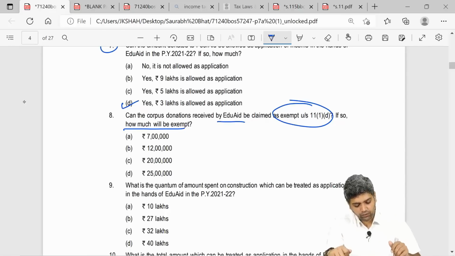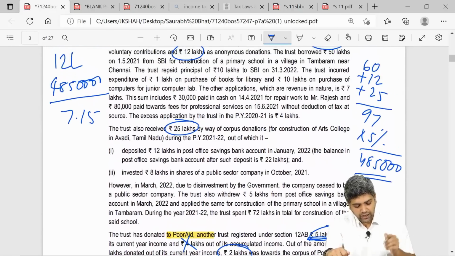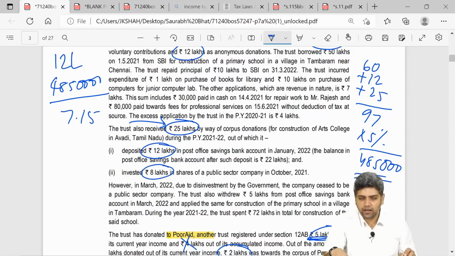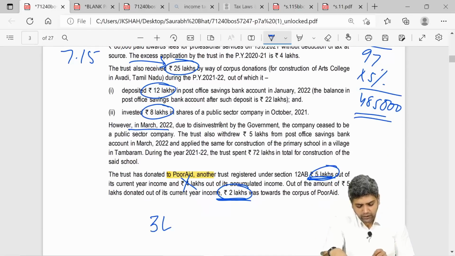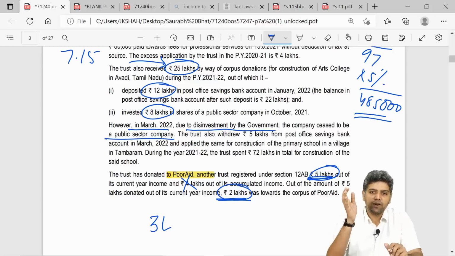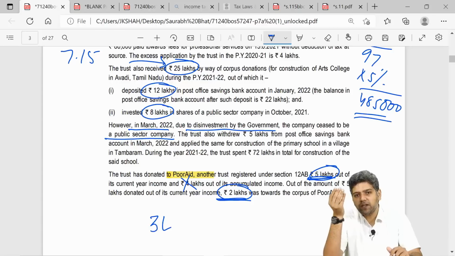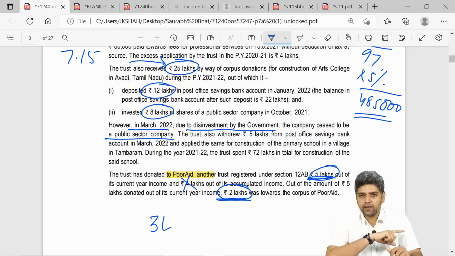In this example, if you all notice, Edu Aid has received a corpus donation of 25 lakh rupees. Now out of this 25 lakh rupees, they have deposited 12 lakh rupees in the post office savings bank account, and they have invested 8 lakhs in shares of a public sector company. That is fine, in a public sector company you can invest. But in March 2022, due to disinvestment by the government, the company ceased to be a public sector company. Now please understand, friends, under section 11(5), you are not allowed to make any investment in shares other than shares of a public sector company.